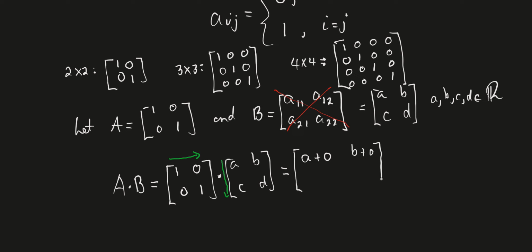And then I know I've finished out the column, so then I'll close my square brackets and then move to the second row. So 0 times A plus 1 times C. And then finally, second row, second column, 0 times B, and then plus 1 times D. And look at what we get back. A plus 0 is A, B plus 0 is B, 0 plus C is C, 0 plus D is D. We get back the original matrix B.